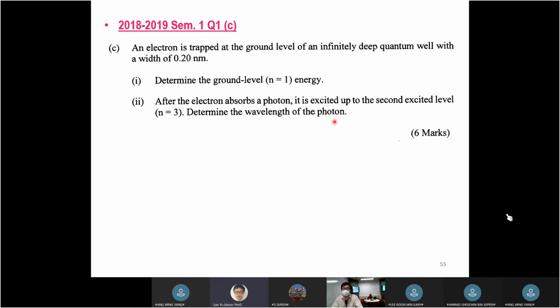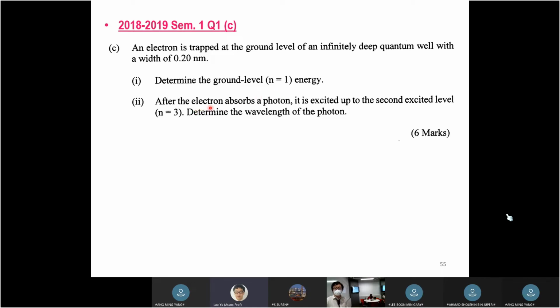And let's look at 3 questions. So I will go through. Here we have an electron trapped at the ground level of an infinitely deep quantum well with a width of 0.2 nanometer. Then determine the ground level energy. N equal to 2 is already given to you.